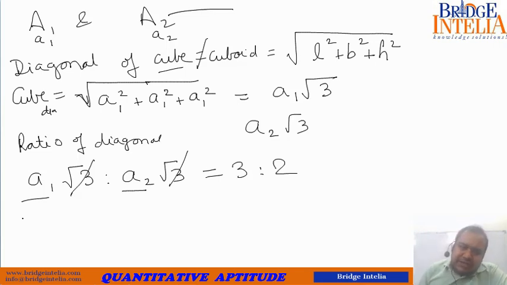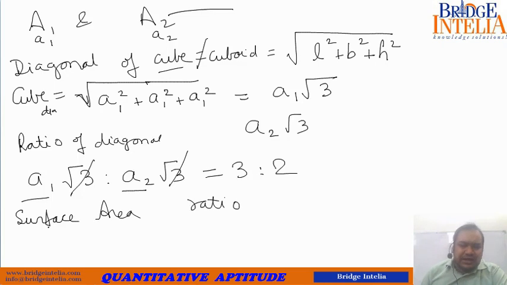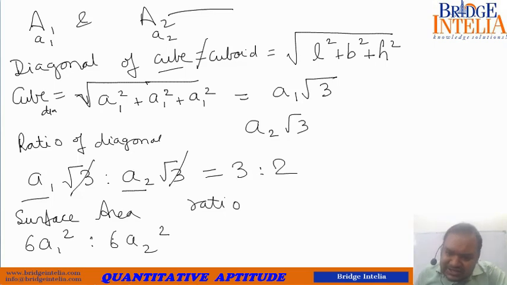If you have used as per the formula, then the ratio of surface area, if you had used the proper formula, then what you have used? 6A1 whole square is to 6A2 whole square, and then you would have realized that let's cancel this 6 and 6 out. Then what is the use of writing and then cancelling it out?